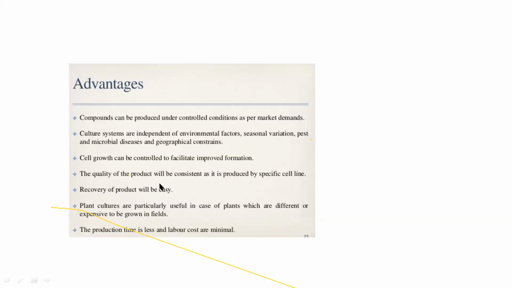So the advantages of using plant tissue culture are many. If you have to produce secondary metabolites, definitely you can be very sure about the quality of the compound, because they are produced under controlled conditions. So the quality of the metabolite is also very high. So culture systems are independent of environmental factors, seasonal variation, pests, microbial diseases. All these problems are faced by normal plants which are growing in the field.